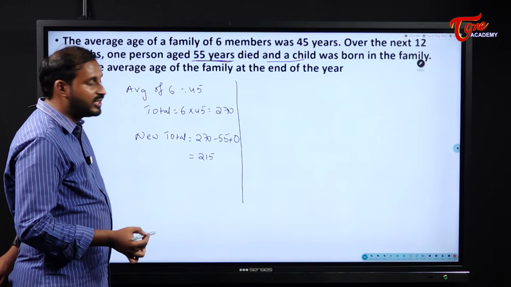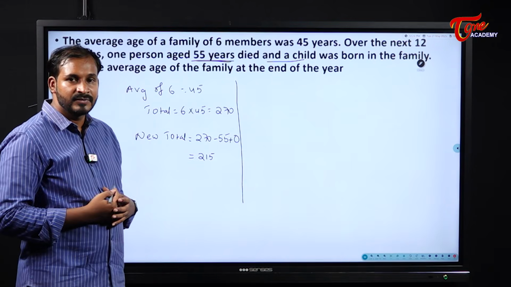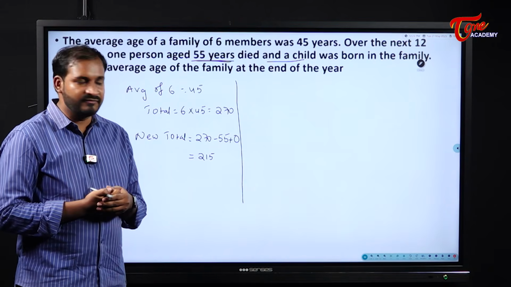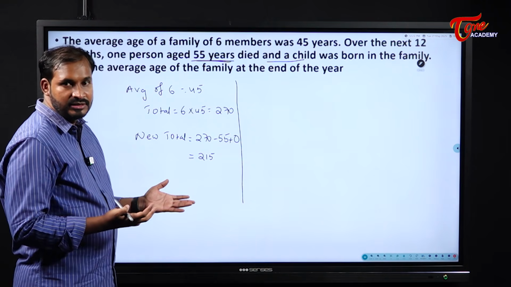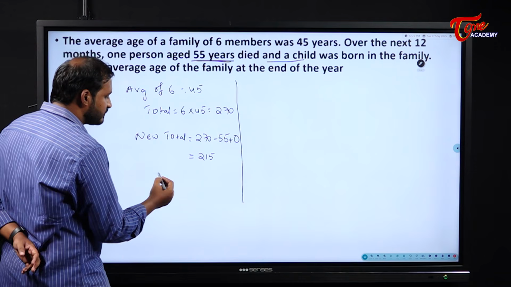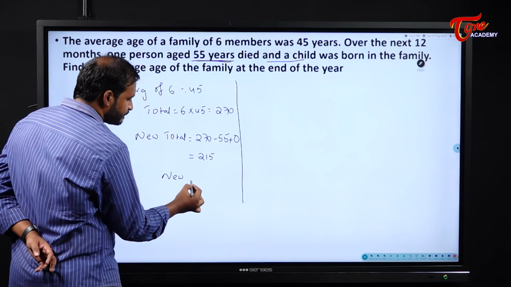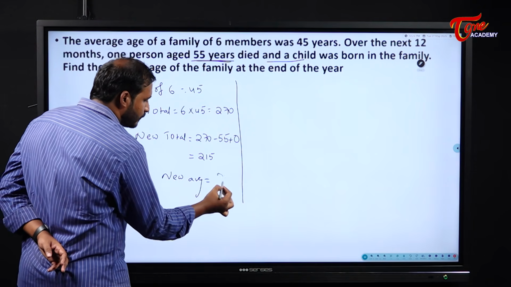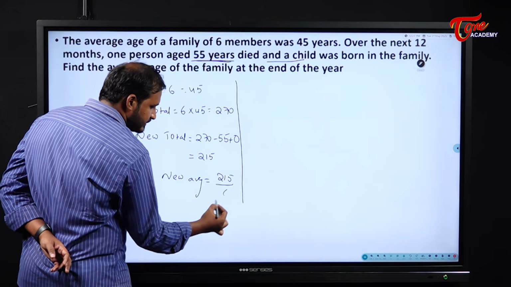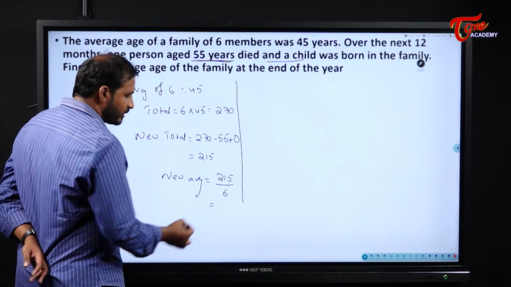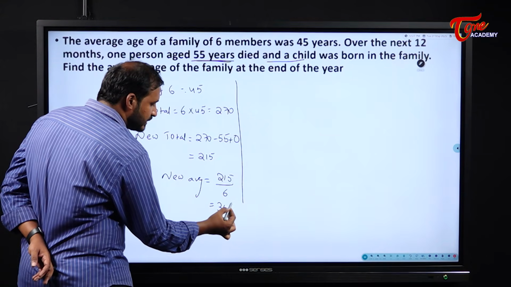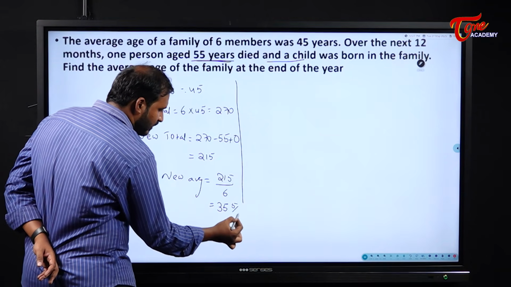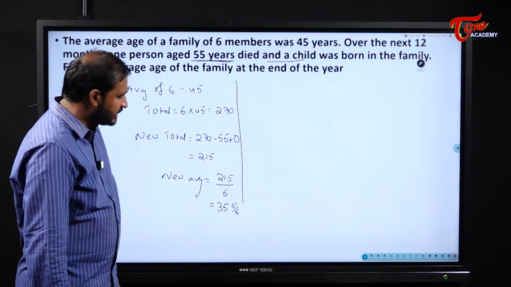But what happens to the total strength of the family? It remains the same, right? Constant, right? Will there be any change in that one? There is no change in that. It is 6 only. So what happens to this one? New average will become what? 215 by 6. What will you get here? 35 and 5 by 6. Whatever it may be, you will get like this.